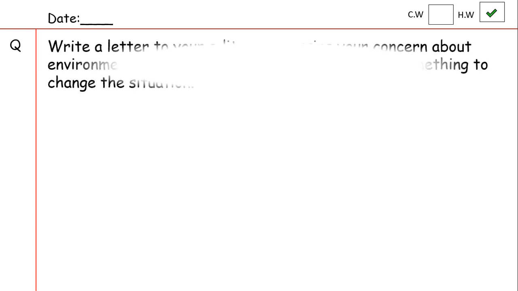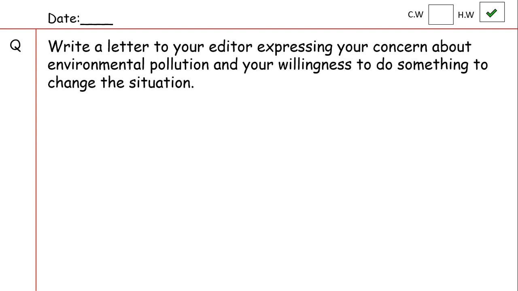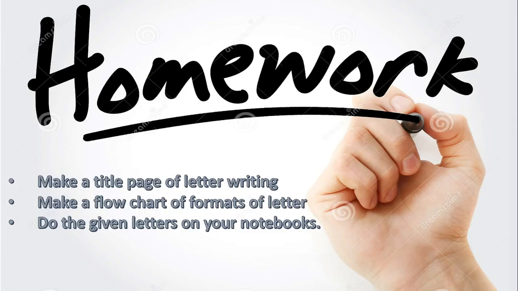Now on the next page you will write a tick on HW box. Here comes your homework question. One more letter you have to write, that is a letter to your editor expressing your concern about environmental pollution and your willingness to do something to change the situation. In a previous letter we were just discussing about the reason of writing, but now we are giving our suggestions as well, that how we can help them to overcome that problem. Okay, now you have to write this letter by yourself.